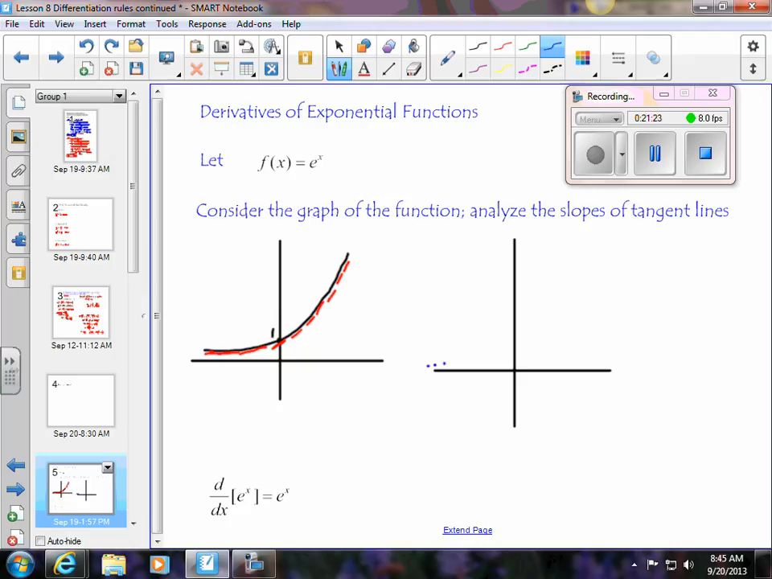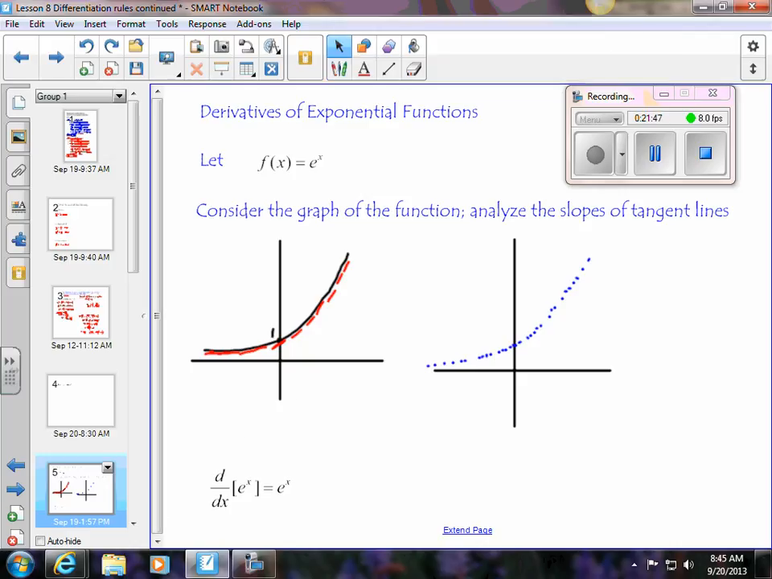It's a little bit bigger, little bit bigger, little bit bigger. The slope increases. Here the slope is 1. Then the slope continues to increase. Plotting those slopes gives us the same picture as the exponential function. What that tells us is the derivative of the exponential function is the exponential function. It's the only function that has its own derivative. The derivative of e to the x is e to the x.